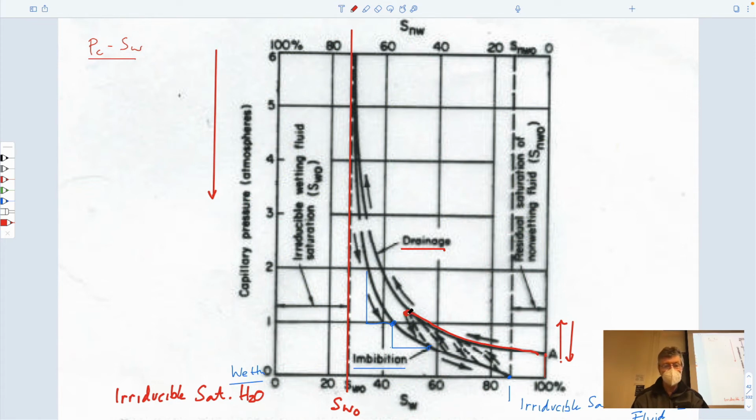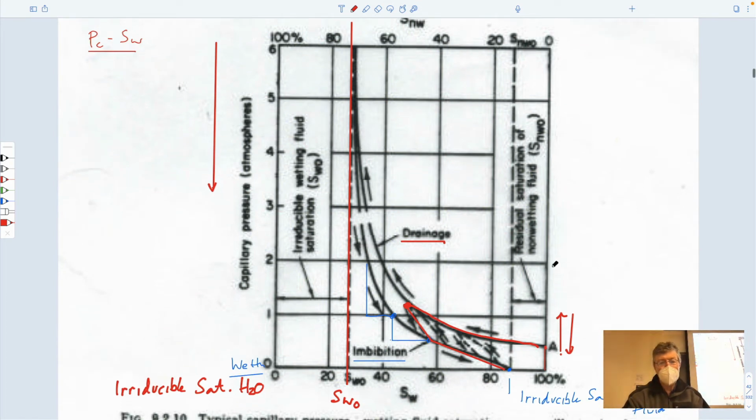And that allows you to map between this drying curve, the drainage curve, and the imbibition curve. You'd go from here down this curve, and then back along this curve to this point. So hopefully it makes some sense.